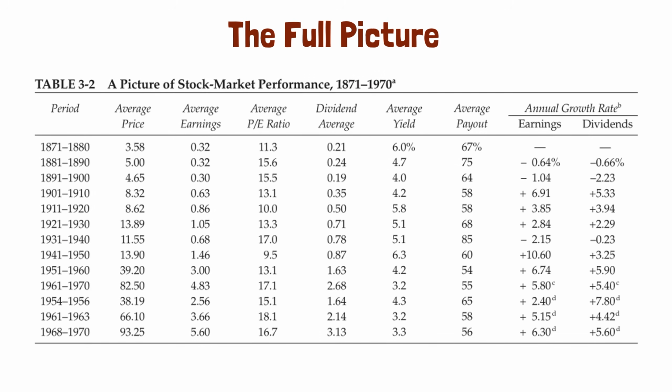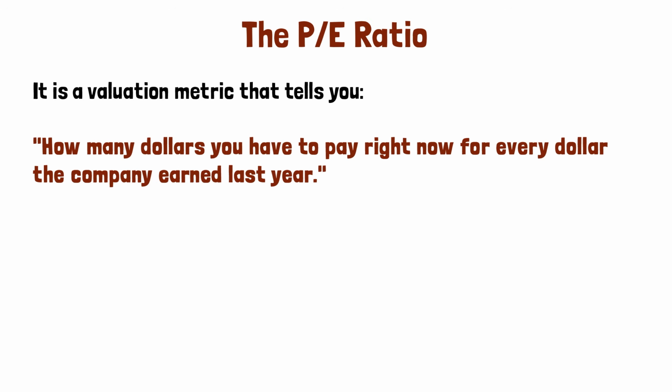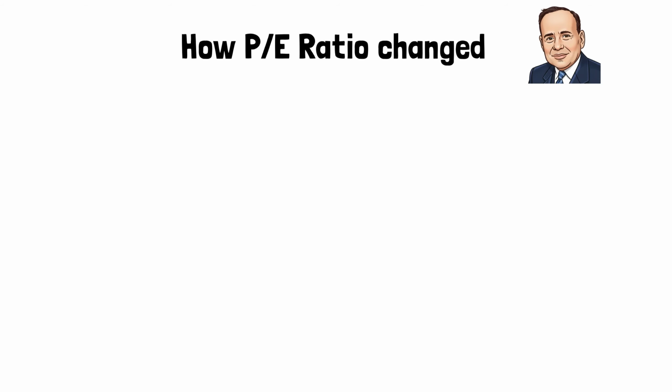To help us do exactly that, Graham provides a historical table showing stock prices along with earnings and dividends, and most importantly, the PE ratio that ties them together. If you don't know what the PE ratio is, here's a quick reminder in simple terms. The price-to-earnings ratio is how many dollars you have to pay right now for every dollar the company earned last year. Let's see what he concludes from the table.